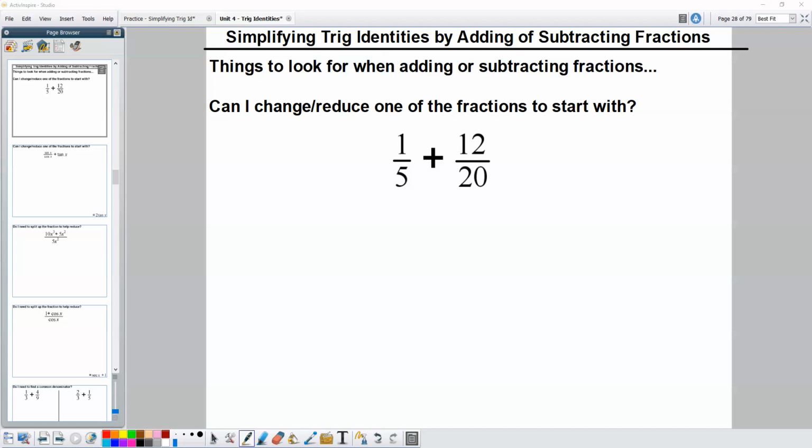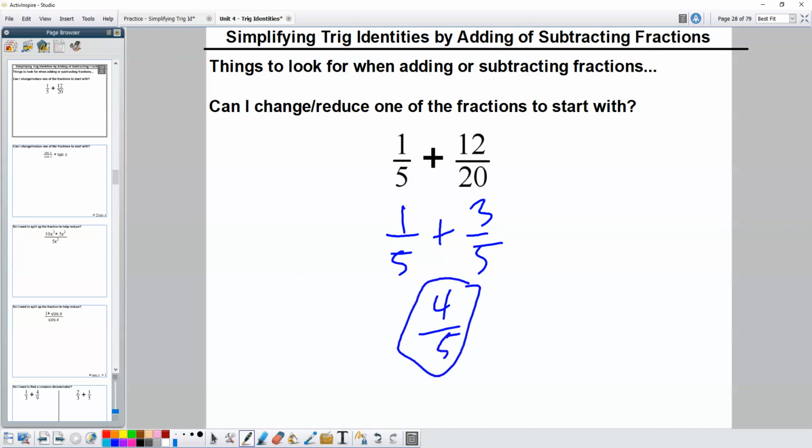We're going to add and subtract some trig functions here in a second, and we're going to use very similar tactics as some old algebra skills that you got. So right here we got 1/5 plus 12 over 20. I have to change one of the fractions to get a common denominator. I'm just going to reduce that one on the right. So I got 1 over 5 plus 3 over 5. That's 4/5. Okay. The big deal is finding a common denominator.